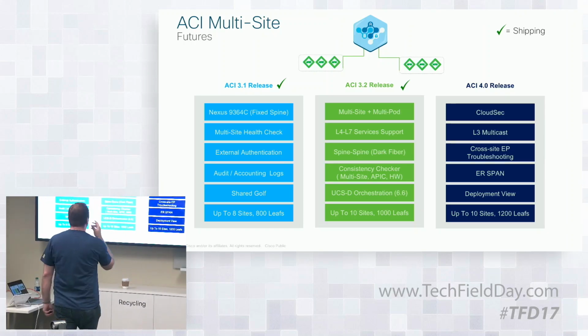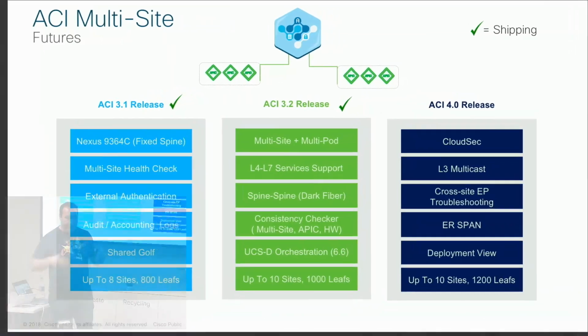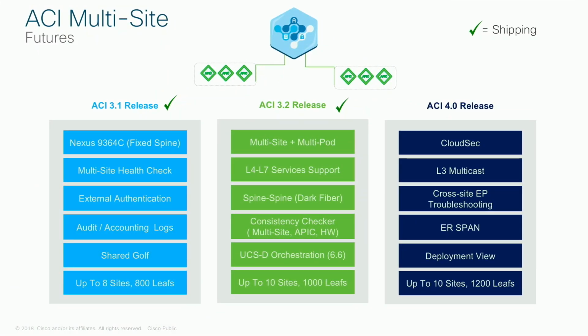And so, to give you an idea, right now we're up to 10 sites managed by a single MSO domain with 1,000 leaves. So that gets quite large. Release 3.1 and Release 3.2 have already been out. We're now talking about Release 4.0, and in Release 4.0, we get a couple of extra capabilities.